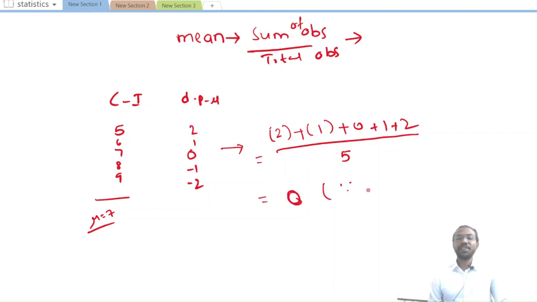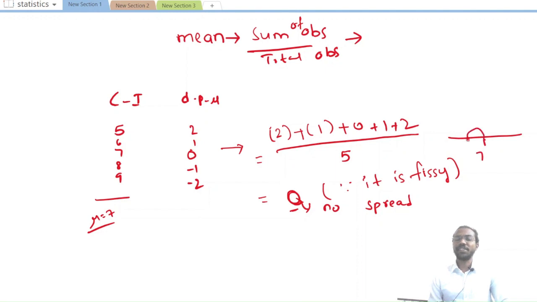Here comes the point: it looks somewhat fishy, because we again got 0. 0 means no spread. But when we look at the number line, 7 is present here and 6 is present here, so the spread is 1, which means some information is present. When we calculate this, we get 0, meaning no spread, which means no information. This is the issue we are facing.